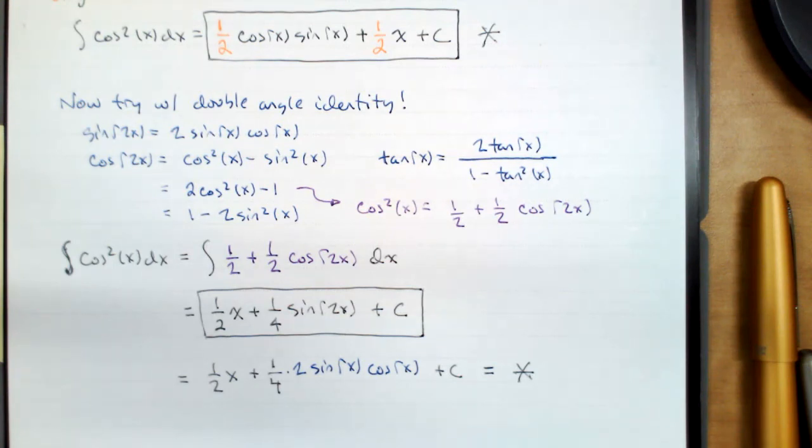So if you encounter even powers of cosines, you don't want to split things up in parts. You want to change your function from powers of cosine to cosine of multiples of x.